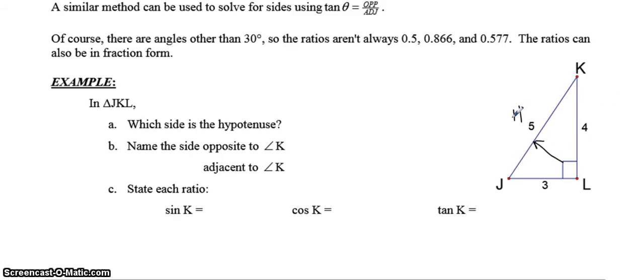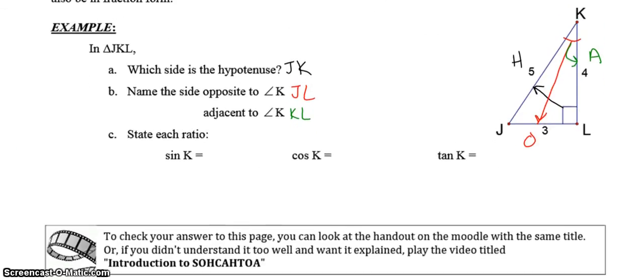So the hypotenuse is equal to JK. Which side is opposite to angle K? Here's angle K, so the opposite side is JL. And the side adjacent to K is the side touching K, which is not the hypotenuse, so that is KL. So we measured the three sides. Once again, we're going to find the ratios.